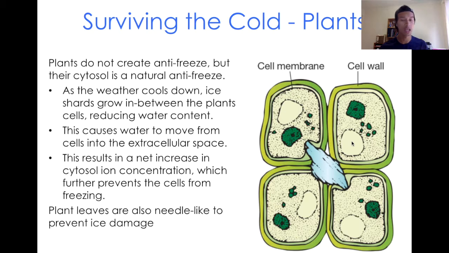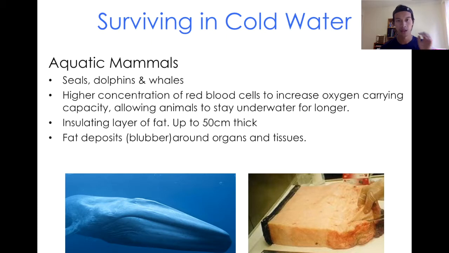Plants' leaves are also fairly thin and needle-like, and that also reduces the surface area to volume ratio. It reduces the amount of total surface area, and it prevents the leaves from being damaged by the ice. And so you'll often find pines and conifers living in the cold environments, not your evergreens and the ones with the really thick leaves, because those leaves will often get damaged by the ice during the winter, whereas your needle-like ones are often pretty okay.